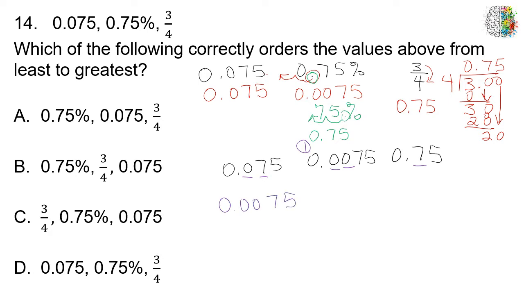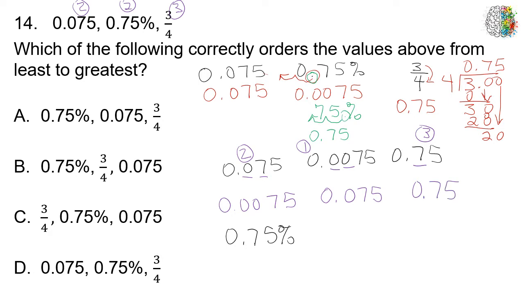And that one matches up with my 0.75%. So when I convert that back, that's going to be my smallest number. Now I'm going to go and look for my second smallest. So once again, I'm looking at the value of the digits after the decimal. Now I'm comparing the first again. I've got a 0 here and I've got a 7. So that means this is going to be my number 2 and this is going to be number 3. So number 2 is 0.075, number 3 is 0.75.